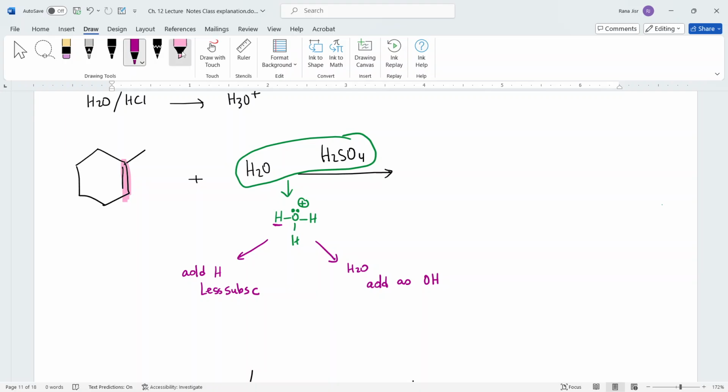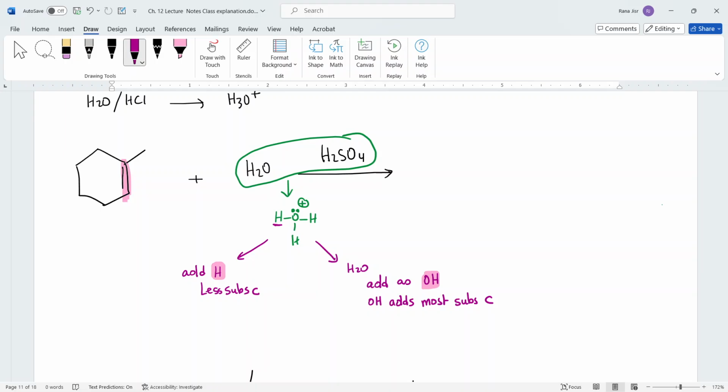So water is going to add an OH. At the end, I will be adding to the double bond a hydrogen and an OH. So it's as if I am adding water. That's why I call this reaction hydration. And the OH adds to the most substituted carbon. So the OH adds to the most substituted carbon.